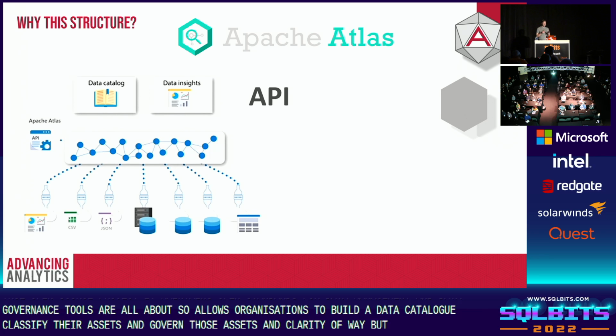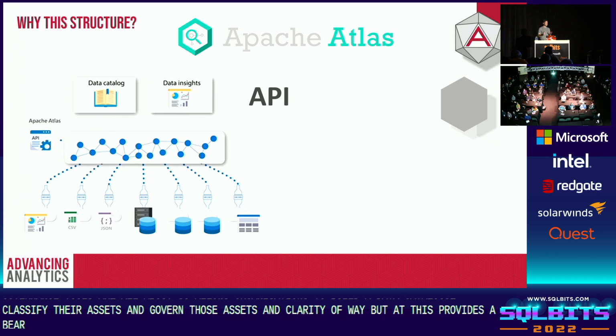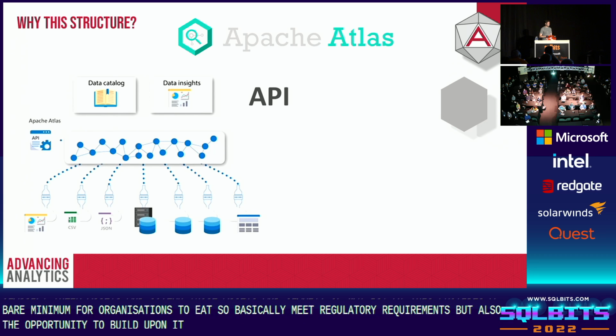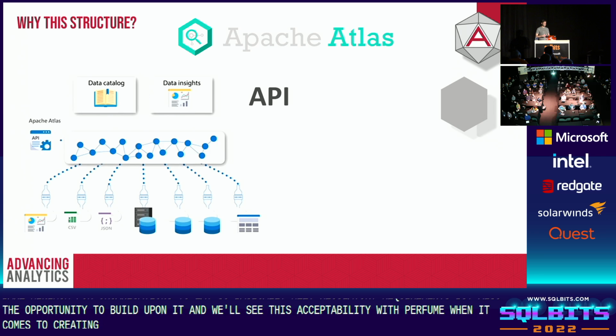But Atlas provides a bare minimum for organizations to meet regulatory requirements, but also the opportunity to build upon it. And we'll see this extensibility with Purview when it comes to creating custom glossary terms, which we'll then use to drive our data quality framework.